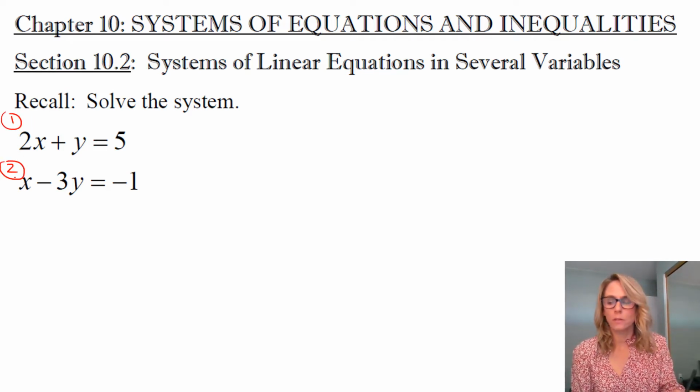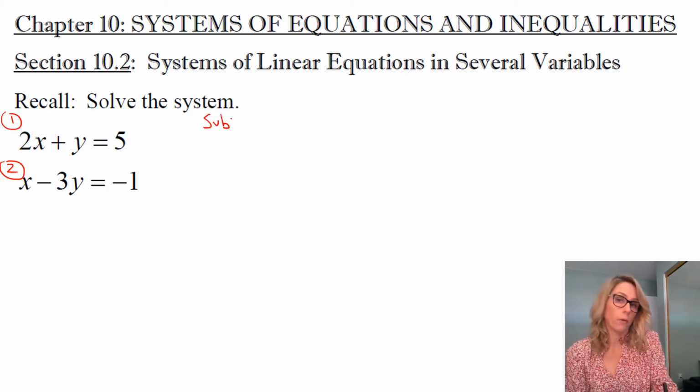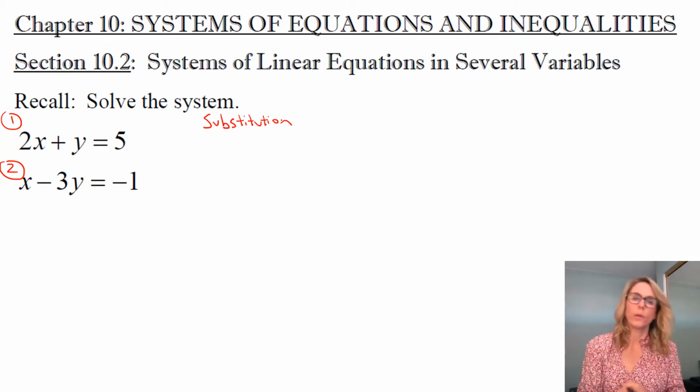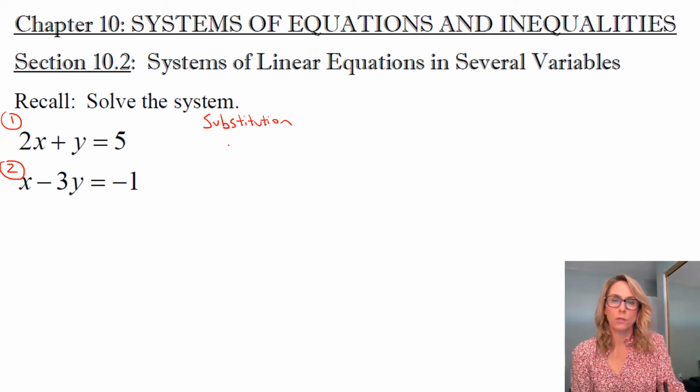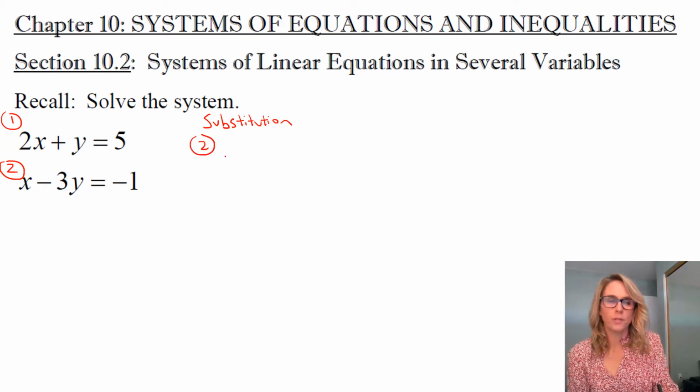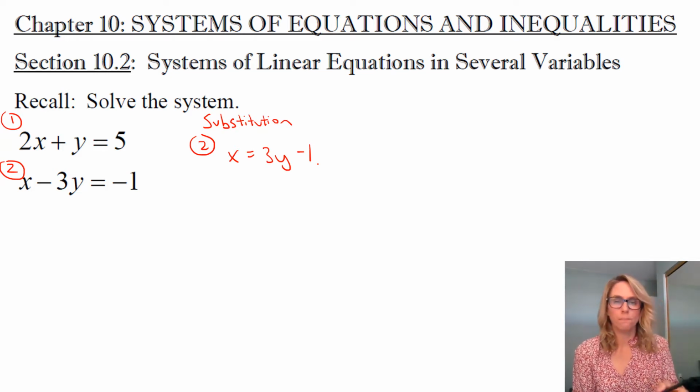There are two different ways to solve this. You could use substitution or you could use elimination, and both of them are going to give you the same answer. There is only one solution to this system. With substitution, we are going to solve one of the equations for one variable. Notice you have a couple options there, but if I take equation 2, I can very easily solve it for x just by adding 3y to both sides. So this tells me that x equals 3y minus 1.